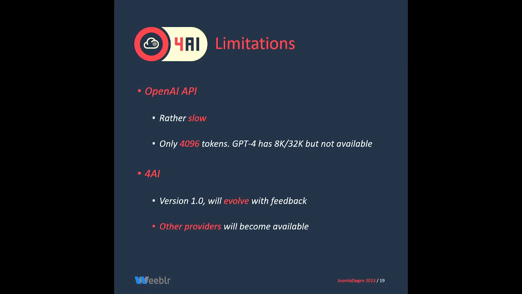GPT-4 has 8,000 or 32,000 limits, but it's not available yet. It's in beta. Nobody has access to it through the API. And finally, for AI, today is going to be released as a 1.0. It's new. Things are going to be broken, and things will evolve. If you want to provide feedback, it's more than welcome. And I hope that very soon other providers will provide APIs, so we have more choice than this one.